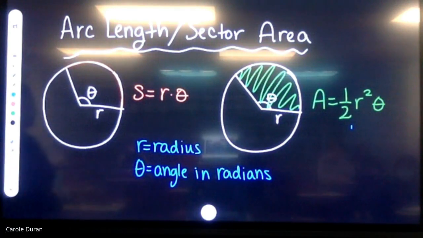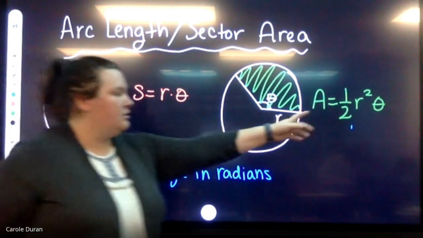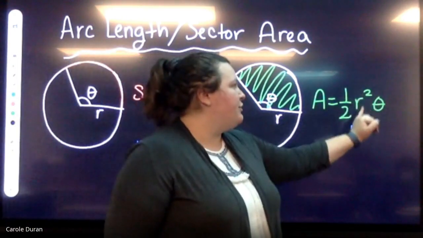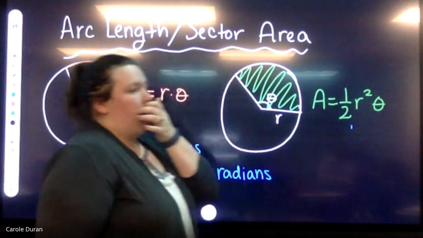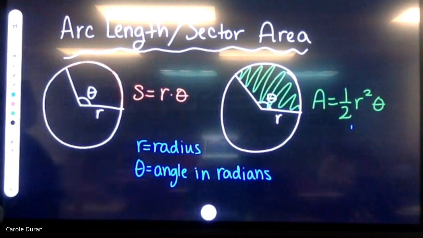Wait, so is that saying like if R was 6, it'd be 3? Or you're doing like 1/2 times 6? No. For this one, if r was 3, we would do 3 squared to get 9, and then 1/2 times 9. We have to square it first. I thought you meant half of R. No, r squared first and then times 1/2.